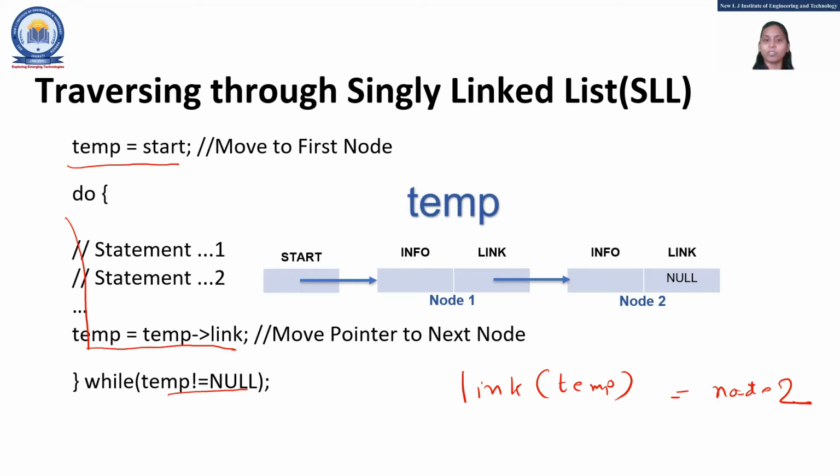And in between, whatever operation you like to perform, like subtraction, you can do that part. If you want to make the sum of all the information, you can do that. You have to stop when you have reached the last node. Okay.